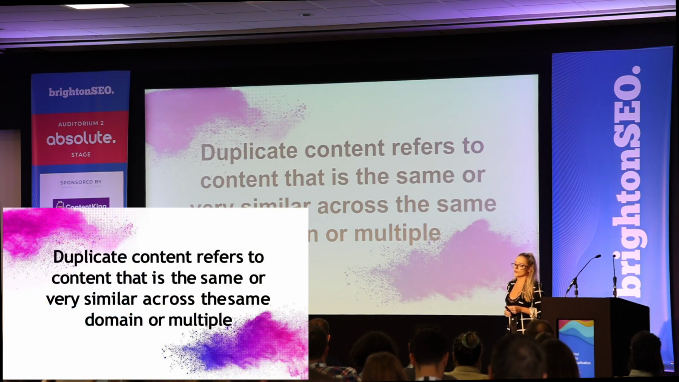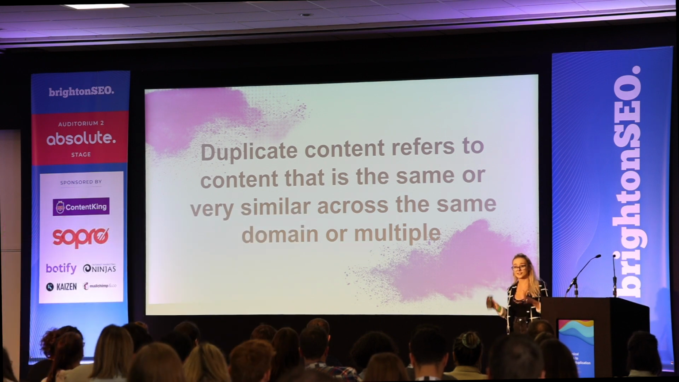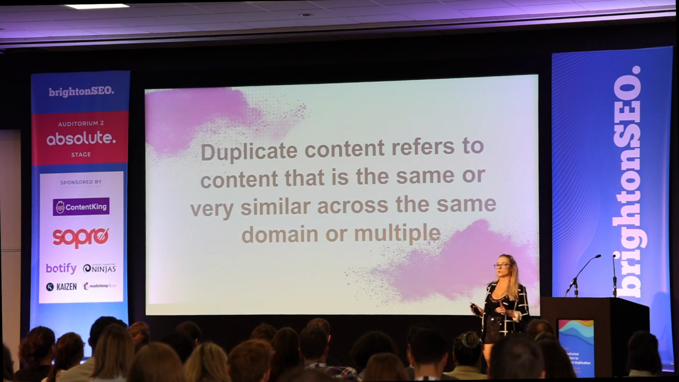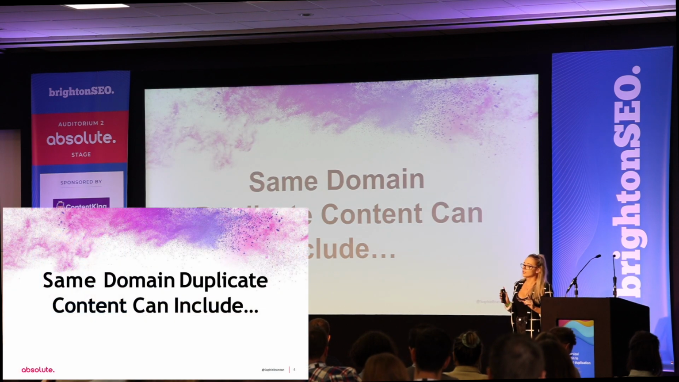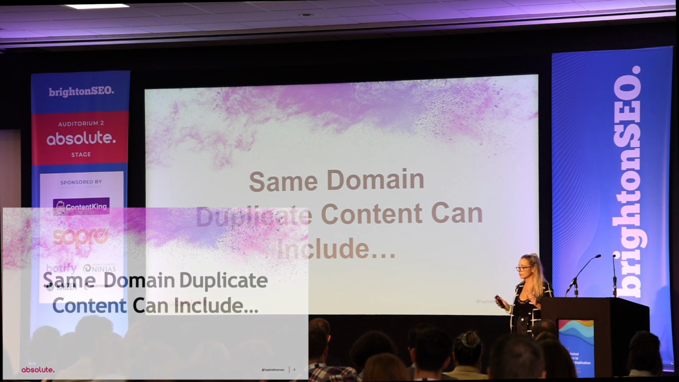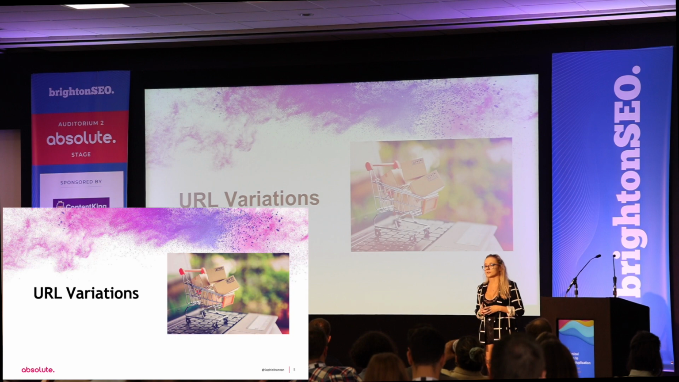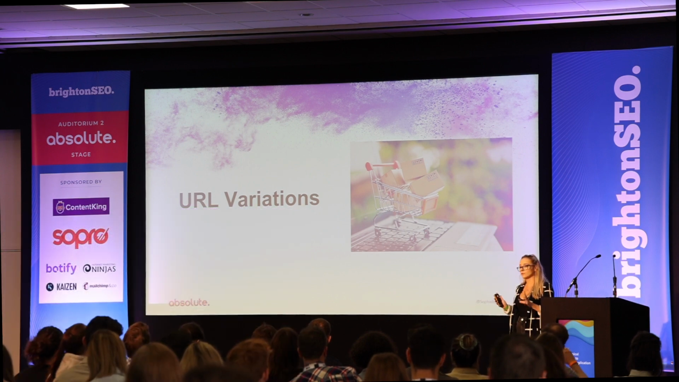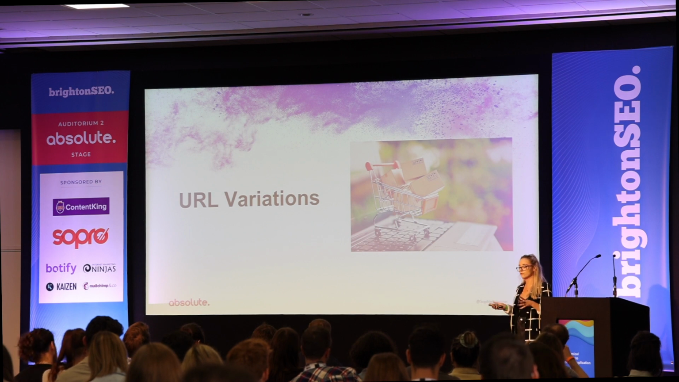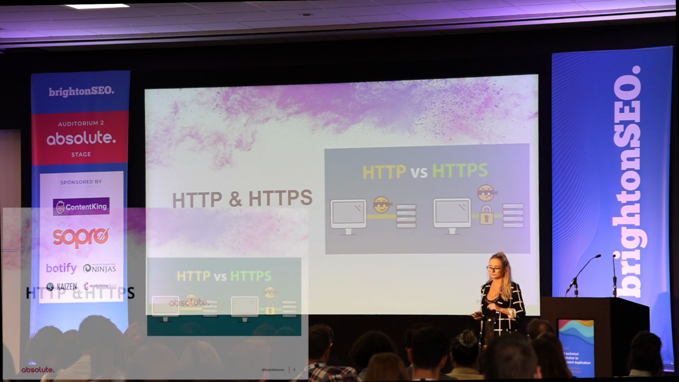So duplicate content refers to content that is the same or very similar across the same domain, but also across multiple domains, which is something a lot of people tend to forget. When we're looking at same domain duplicate content, this can include a number of different things, such as URL variations. So e-commerce websites in particular are a nightmare for this. There's a number of different ways that URL variations can be formed, and typically they're the ones that end up being indexed all over the web and just causing numerous SEO issues.